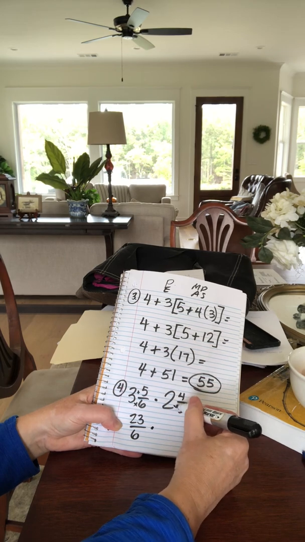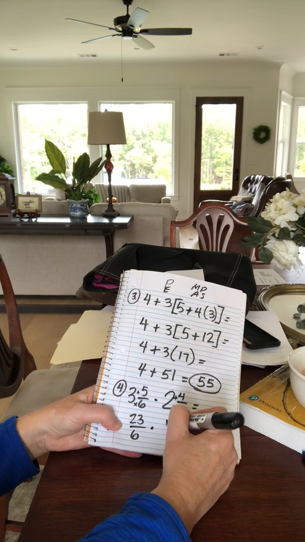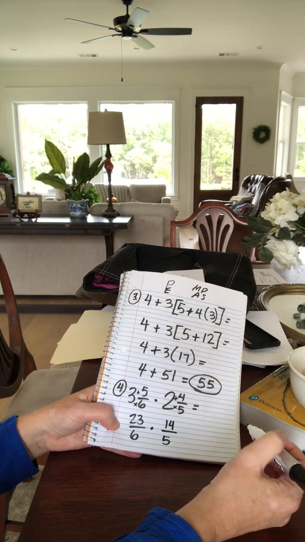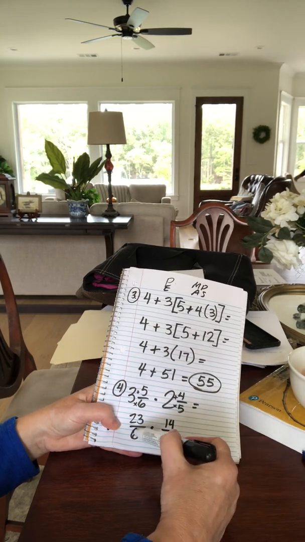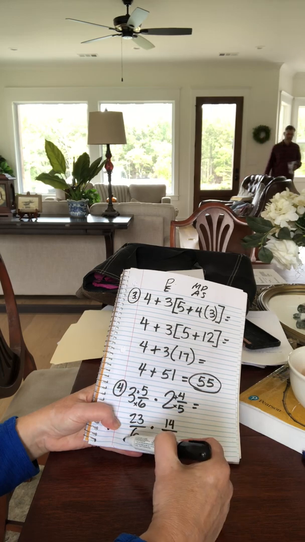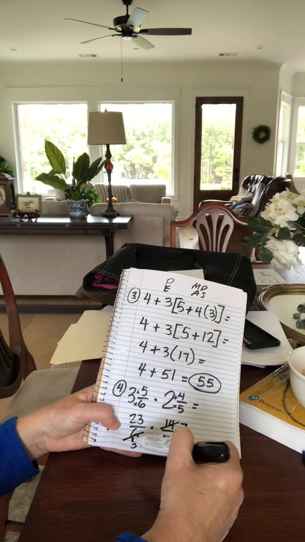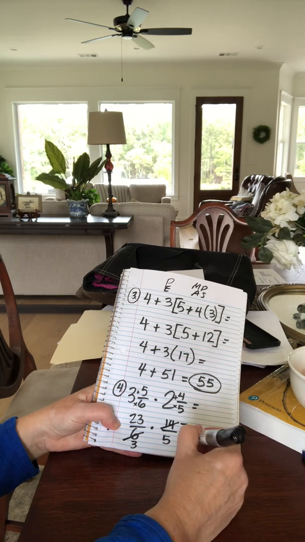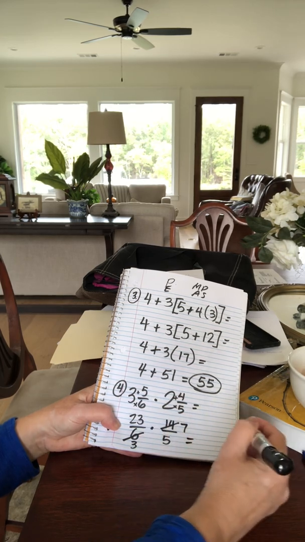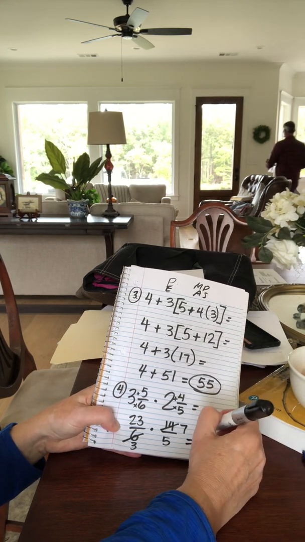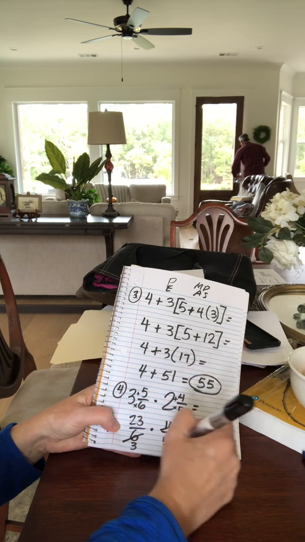Times, same thing, change to an improper fraction. 5 times 2 is 10, plus 4, 14. Use your same denominator. Now we're multiplying fractions. To multiply fractions, if there's a common factor, divide that out, and I'm dividing by 2. So I divided 6 by 2 and 14 by 2. And now I'm going to multiply straight across. What is 23 times 7? It's 161, and 3 times 5 is 15.